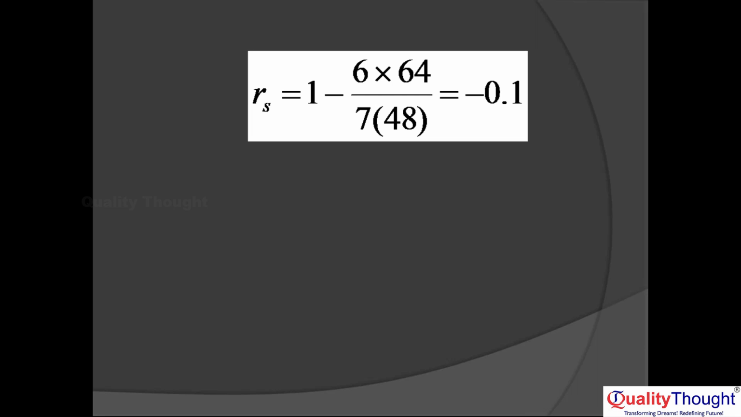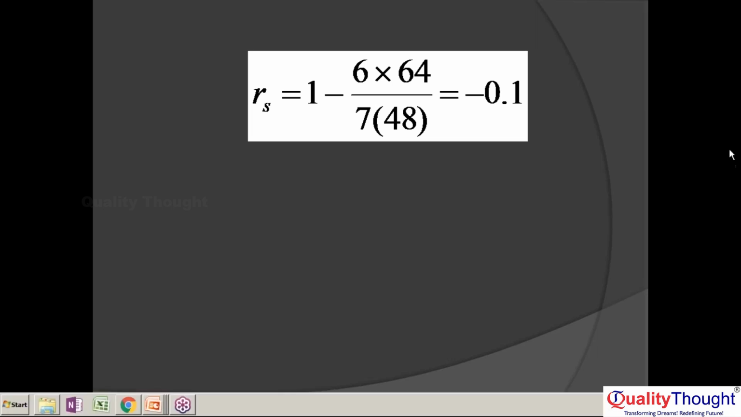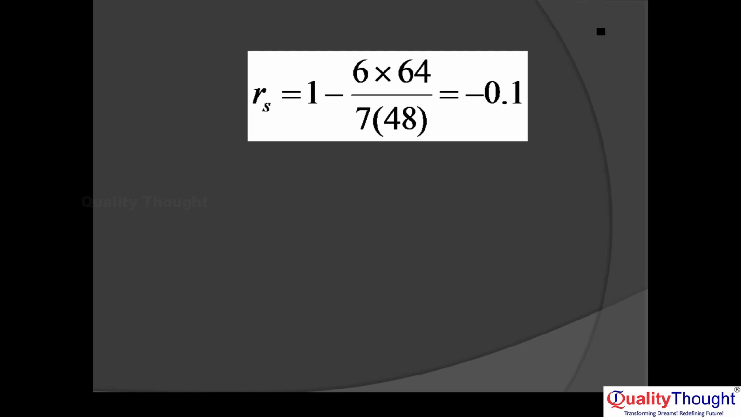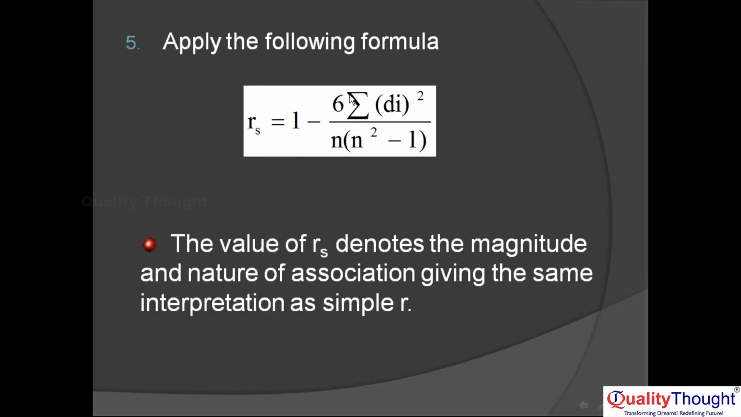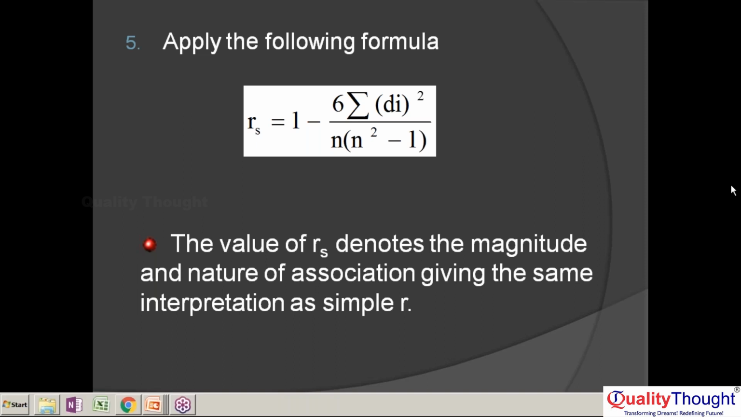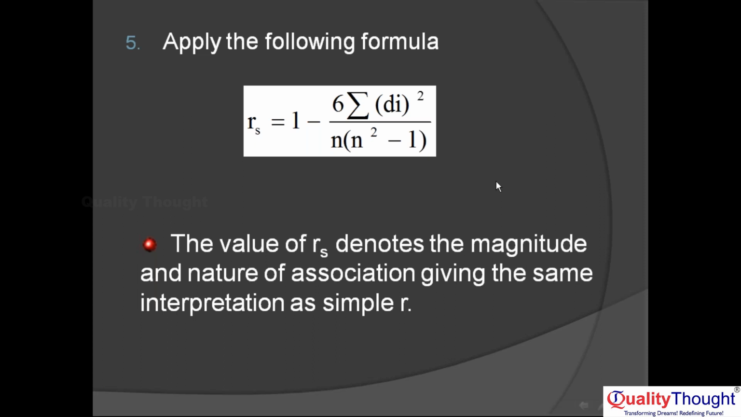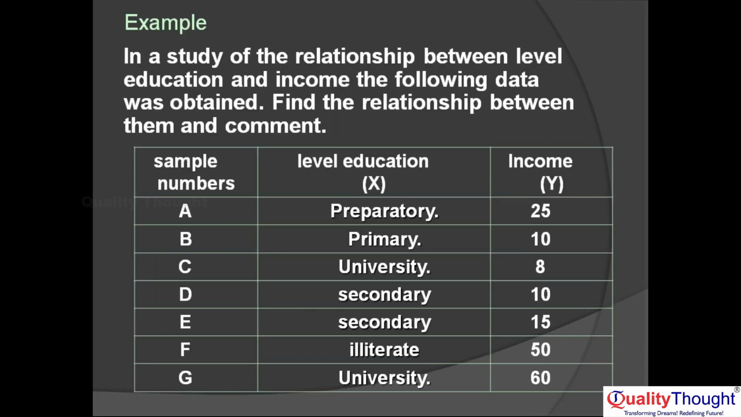Is this a strong relation or weak relation or average? Is it strong? How is it strong, sir? The 6 is there in the formula itself: 1 minus 6 sigma d i whole square divided by n into n square minus 1. Yeah, it's a constant. It is constant. So take a look at this one, guys.